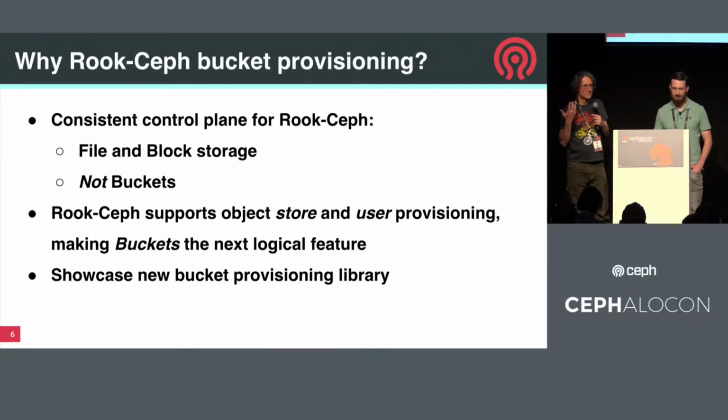So the motivation for us writing a bucket provisioner and choosing Rook-Ceph was basically, like I said, a way to complete the storage picture with a simple, intuitive control plane. You have a consistent way of provisioning file storage, block storage, and with this now object storage. So that's our motivation. And it also was a way for us to test and showcase the bucket provisioning library that we have, which we're going to go into in more detail.